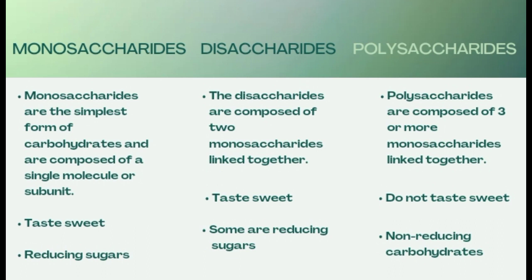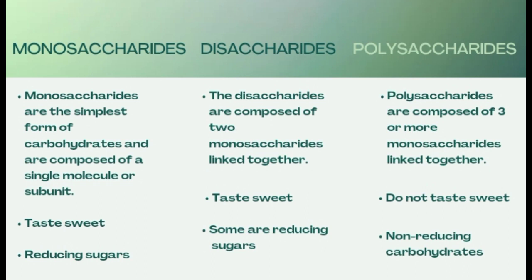Let's say sa process ng condensation, kapag ang isang monosaccharides at isa pang monosaccharides ay nag-combine together, dun na siya tinatawag na disaccharides because it is composed of 2 monosaccharides. And kapag nadagdagan pa siya ng isa or more, dun na siya tinatawag na polysaccharide since it is composed of 3 or more monosaccharides. So, ang monosaccharides ay water-soluble. It means natutunaw siya sa tubig. So, it reduces sugars. And one example of monosaccharides is glucose.